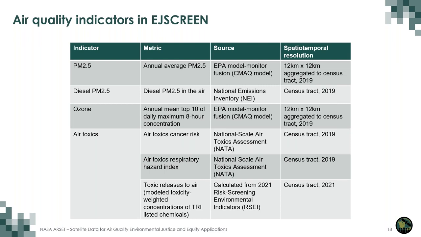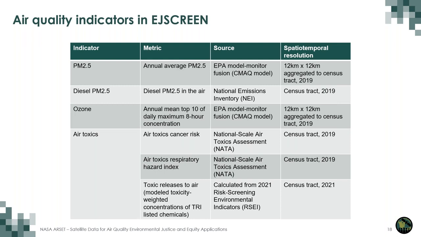So in terms of the indicators, the air pollution related indicators currently included in EJ Screen are PM 2.5, diesel PM 2.5, ozone, and air toxics. And they come from a variety of different sources, mostly modeled. The PM 2.5 and ozone estimates are from a model Monitor Fusion. And those estimates have a spatial resolution of 12 kilometers by 12 kilometers.